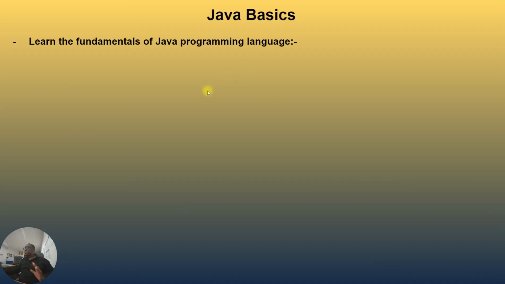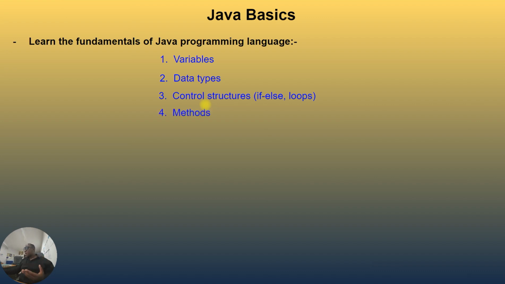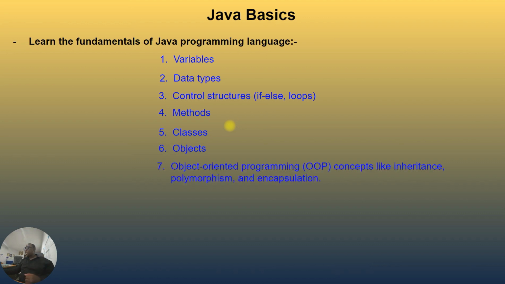So the first thing we're going to start with is Java basics. One thing you need to do is learn the fundamentals of the Java programming language. When you're dealing with fundamentals, there are certain things you need to understand, like variables. Learn how variables work, data types, control structures, the use of if, else, and loops. Then we also have methods. Learn how methods in Java work. Then classes, and also learn how to work with objects.